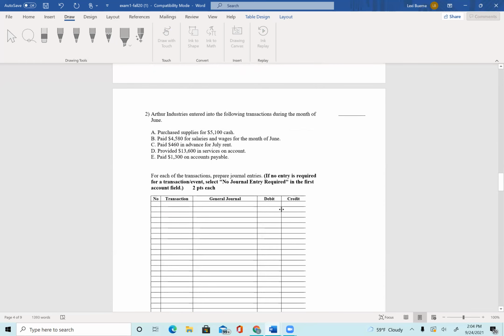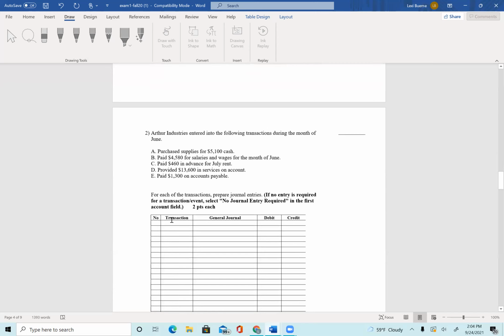So next question, Arthur's Industries entered in the following transactions during the month of June. So essentially we're just going to do these journal entries. So purchase supplies for cash. So first you would put 1 here, and you would put A. You purchase supplies, so that's what you're receiving. So you would debit supplies for $5,100, and you would credit cash because you paid in cash.